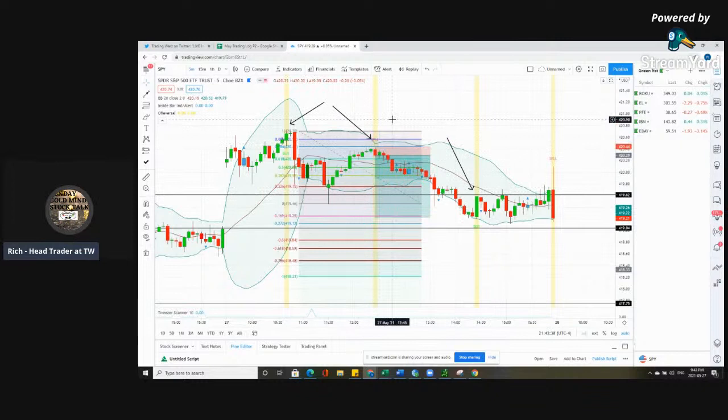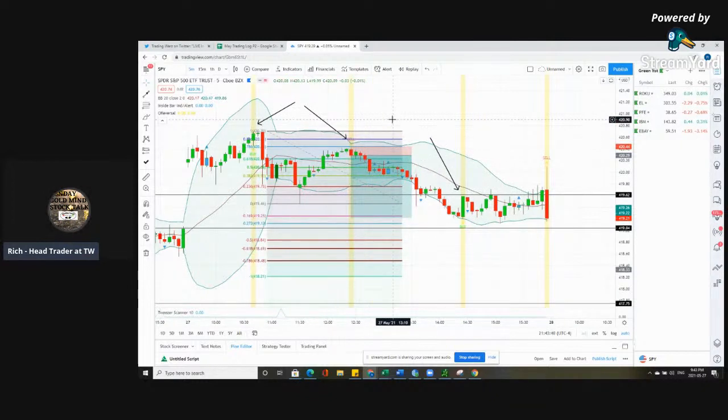All right. So basically, we have 4 tools. We have the opening range breakout. We have the inside bar. We have the outside bar, and we have Fibonacci. And that is all you need, my friends. That is all you need.